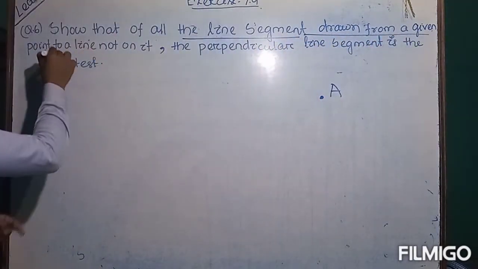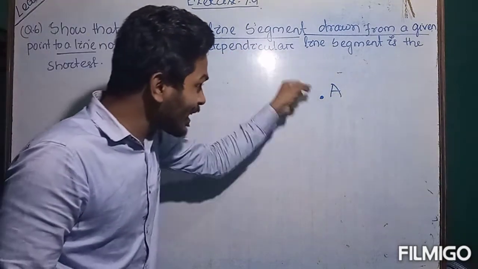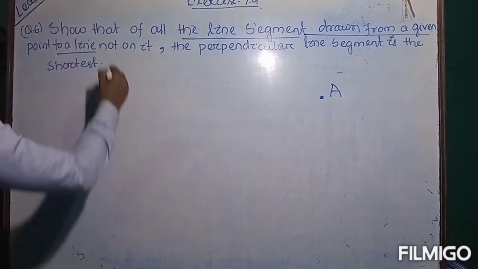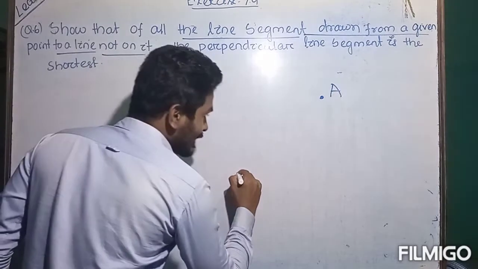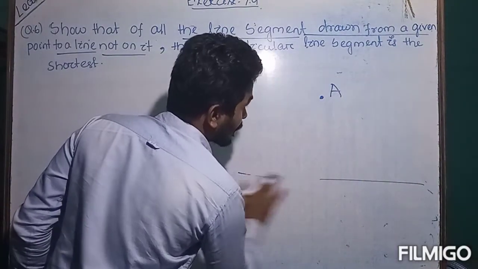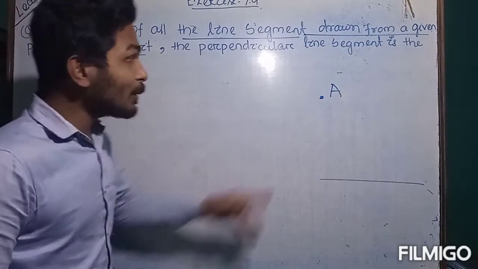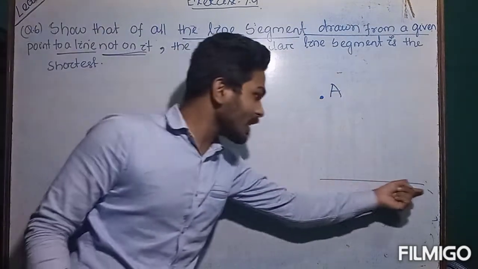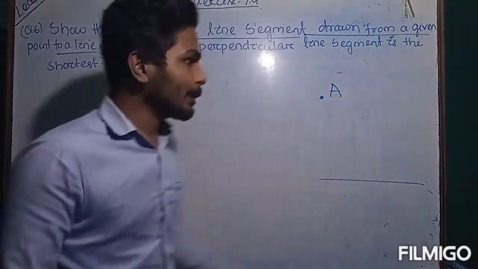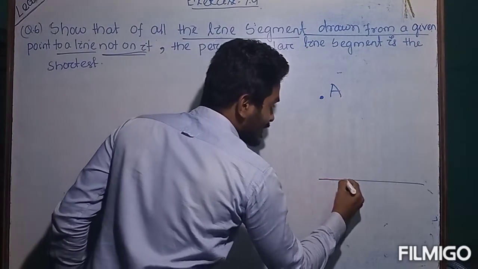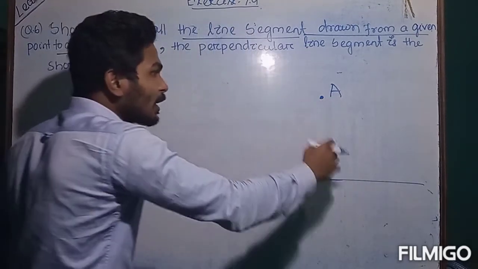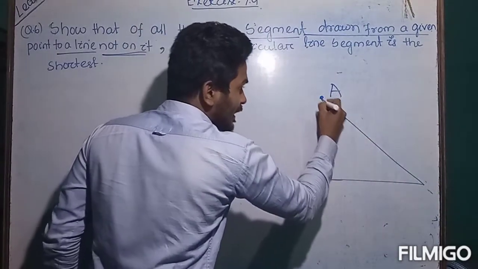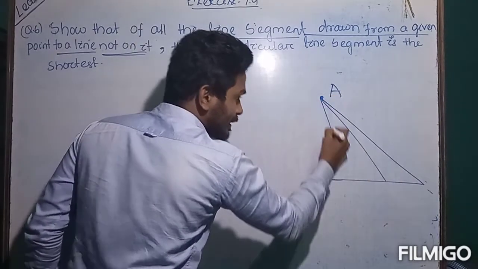To whom? To a line. We have to draw different line segments from the given point A to another line. Not on it. It means, let's say this is the line. Now you have to take a point A which should not lie on it. It should not lie on this line. So this is the given point. Now from this given point we have to draw different line segments. Let's say this is a line segment to this line. Let's say this is another line segment. Let's say this is another line segment.